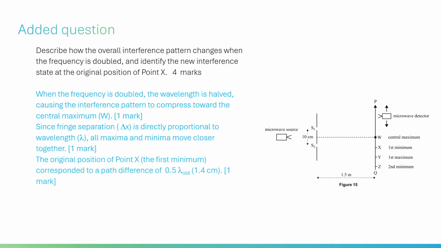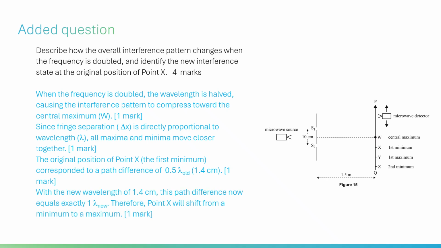The original position of point X, the first minimum, corresponded to a path difference of 0.5 lambda old, 1.4 centimeters. With the new wavelength of 1.4 centimeters, this path difference now equals exactly 1 lambda new. Therefore, point X will shift from a minimum to a maximum.